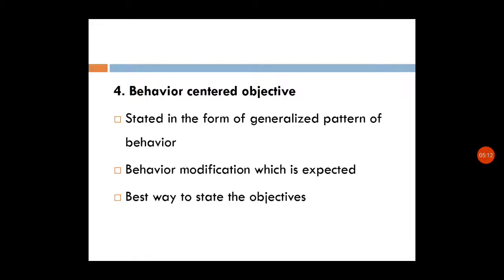Okay, that is stated in the form of generalized pattern of behavior. So according to the taxonomy, we have to write the objective. Okay, so behavior modification, what is expected? So here we will be giving importance to the behavioral modification which will be expected. Okay, so this is the best way to state the objectives.